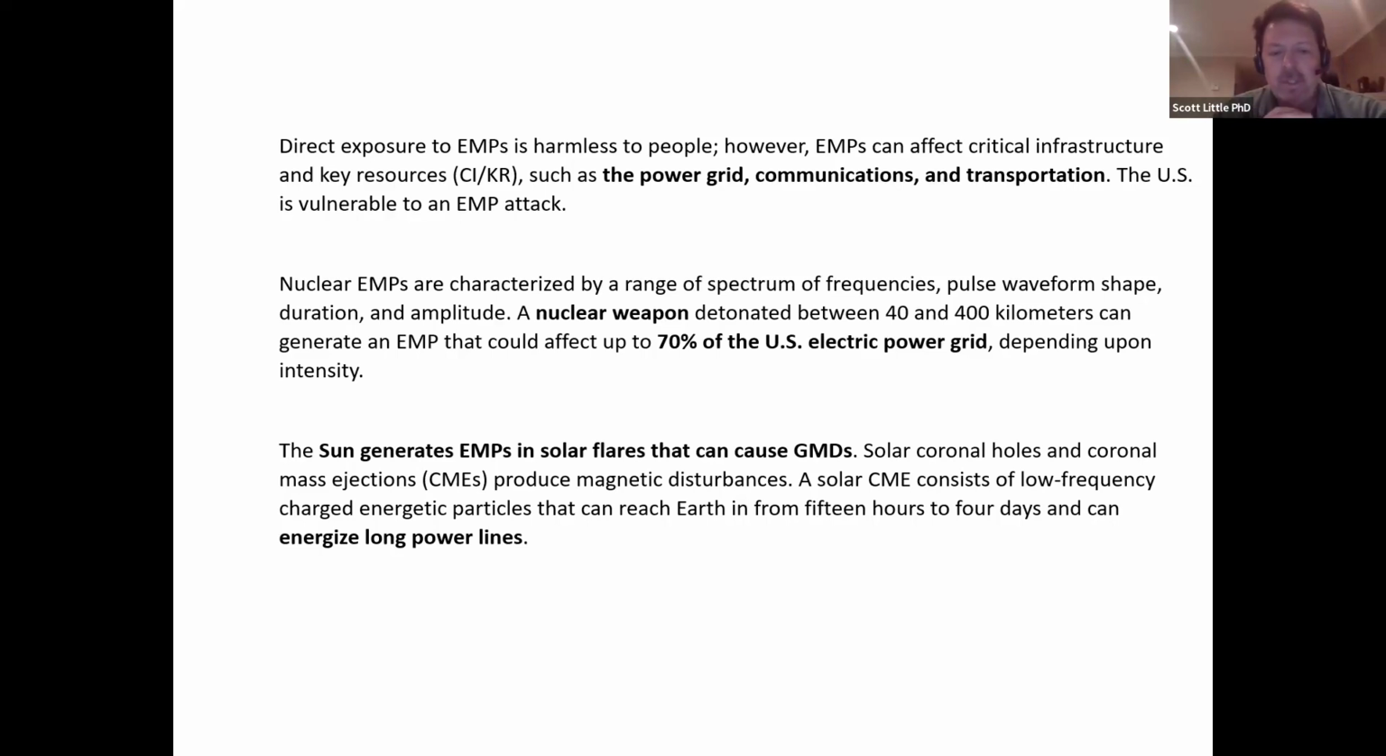The sun generates EMPs in solar flares that can cause geomagnetic disturbances. Solar coronal holes and coronal mass ejections produce these magnetic disturbances. Normally these are low frequency and take a few days to reach the Earth, since they're not necessarily traveling at the speed of light. What's interesting is they energize long power lines, actually making the power line a conductor for the charged particles that reach the Earth.